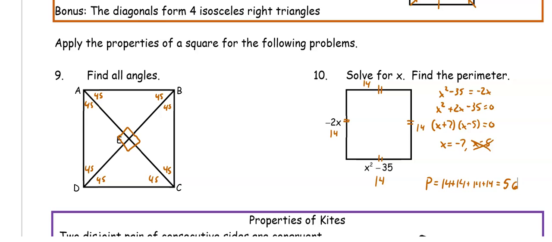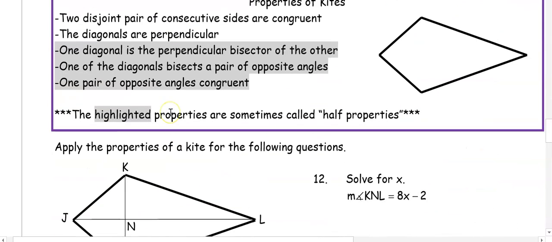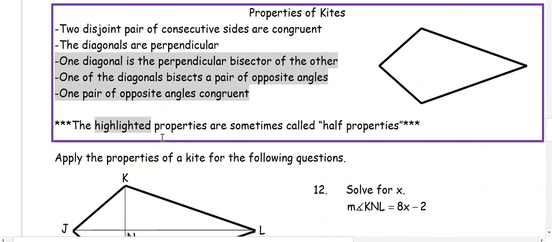Now, our next two shapes are not parallelograms, remember. So they are not going to have any of the initial properties. They're all going to have unique properties to themselves. So in a kite, we have two disjoint pairs of consecutive sides congruent. This means that they are next to each other to be congruent. So here's two sets of sides that are congruent in a kite.